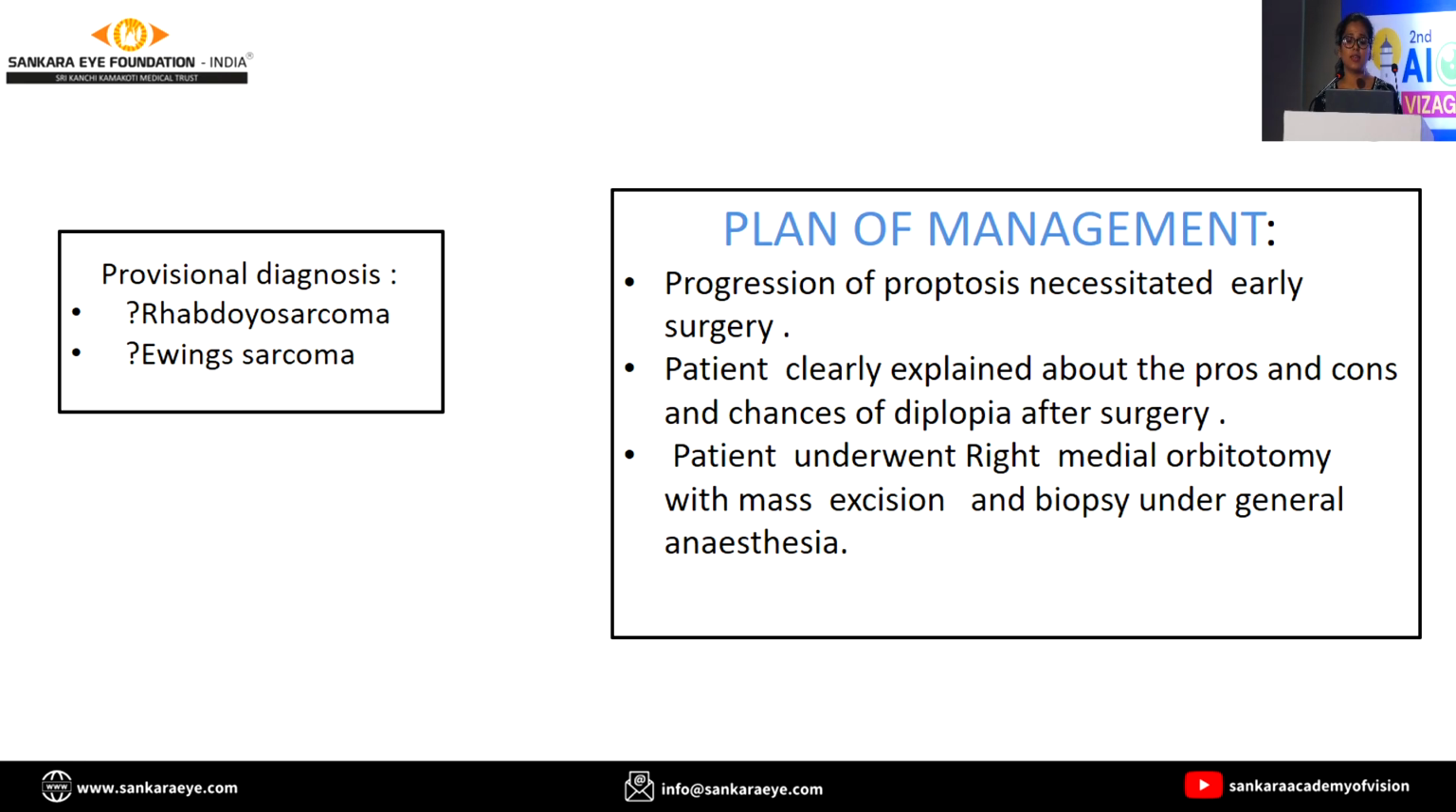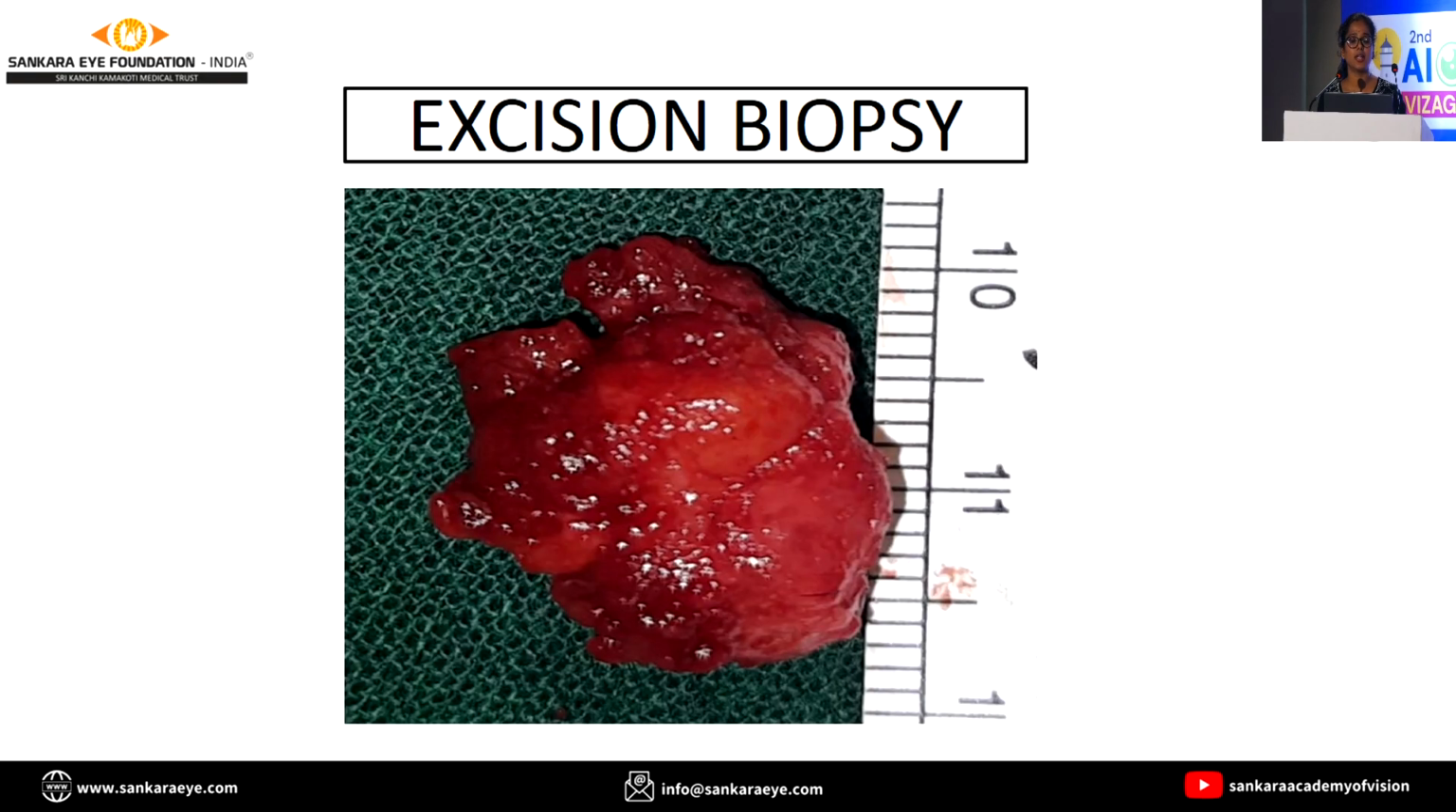Based on the progression of proptosis, early surgery was necessary, and the lesion was also well defined. The patient was clearly explained the pros and cons. The patient underwent right medial orbitotomy with mass excision and biopsy under general anesthesia. This is a picture of the excision biopsy.